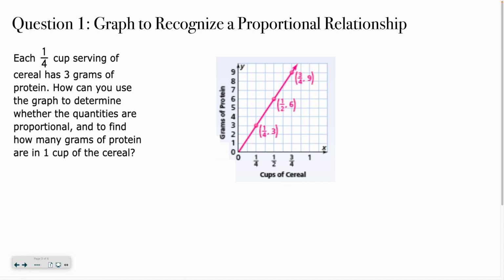Okay, so if you already know how many grams are in 1 cup of cereal, I don't want just the answer. I want you to be able to tell me how you got it, okay? So go ahead, pause. Good luck.